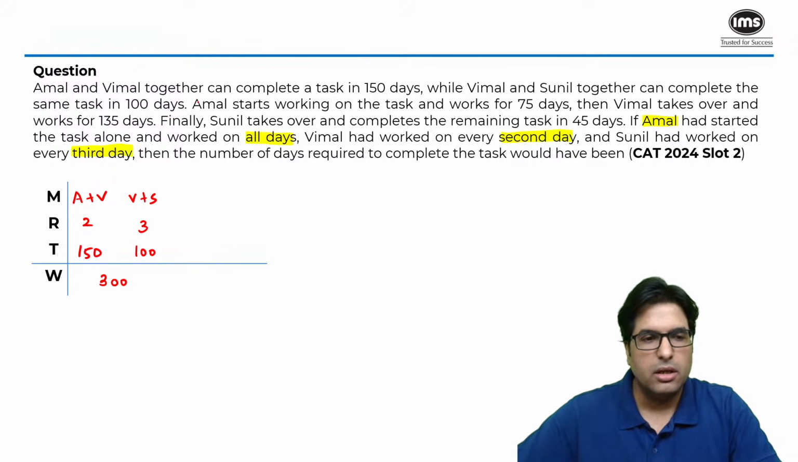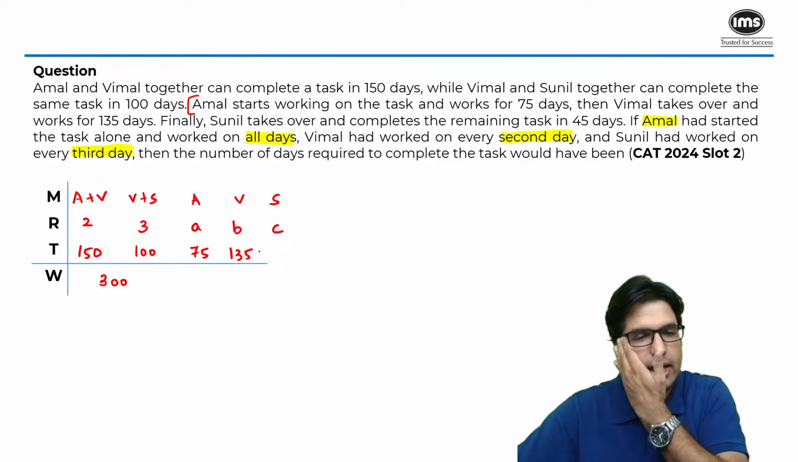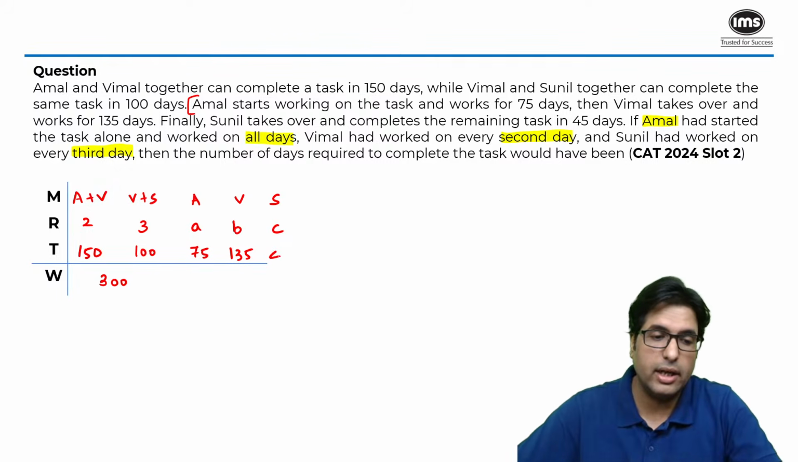Now what happens? A starts working on the task and works for 75 days. We don't know the rate for A. Let's assume the rate for A to be small a and works for 75 days. Then V takes over. Let's assume the rate for V to be small b, and he works for 135 days. And then finally S takes over, works with a rate of, let's say, c, and finishes off the work in 45 days. So we have already assumed our work to be 300.